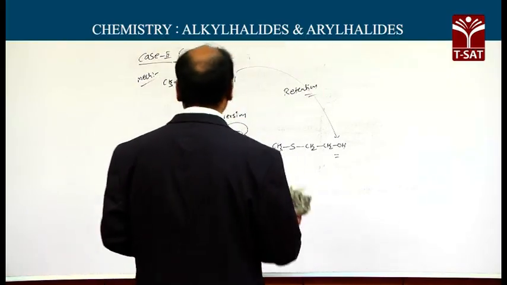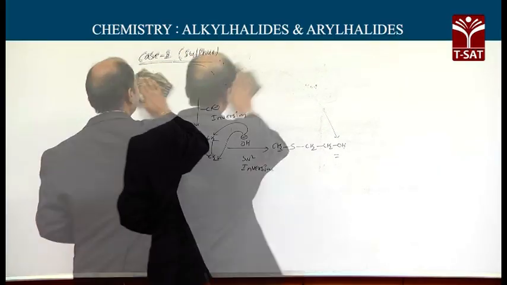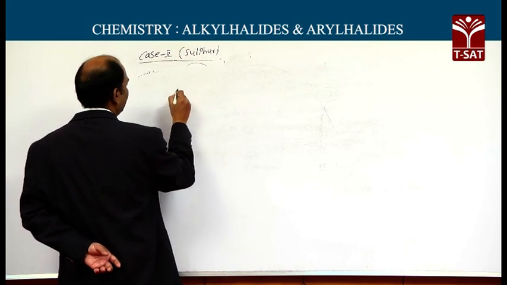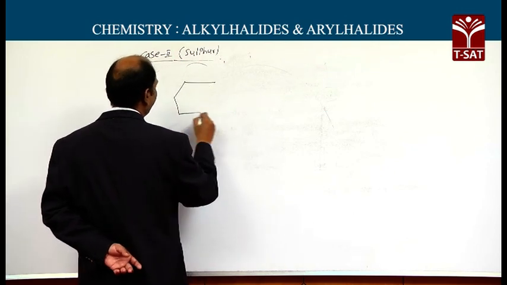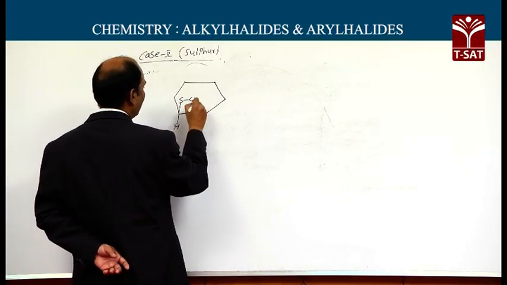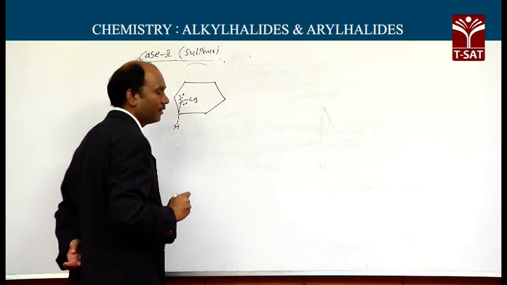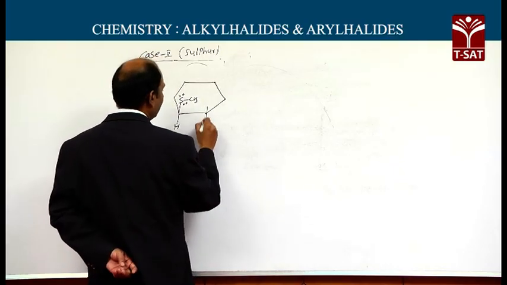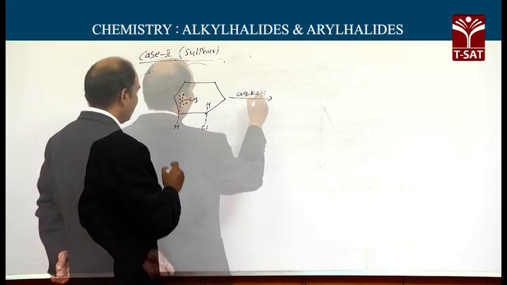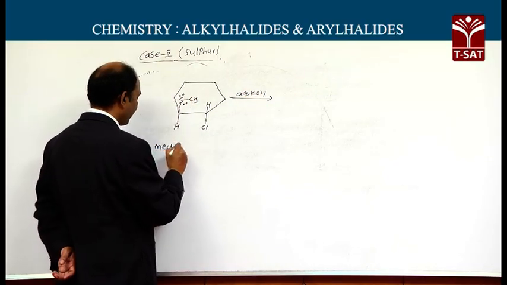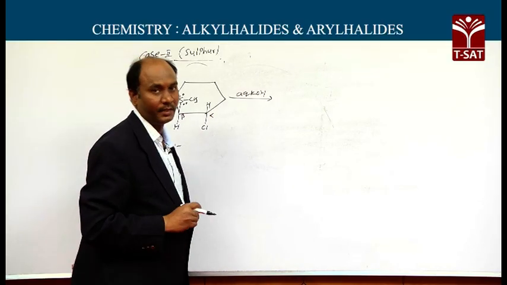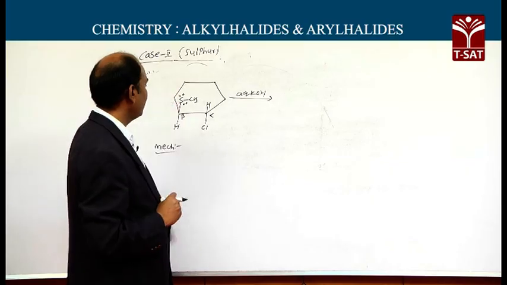So if we take one more example, a sulfur containing compound, taking a 6-membered ring. Here we have H, SCH3, sulfur having a lone pair, H, Cl, and it is treated with aqueous OH minus. So here the mechanism. With respect to this one, this is alpha, this is beta. Beta carbon is having a heteroatom.